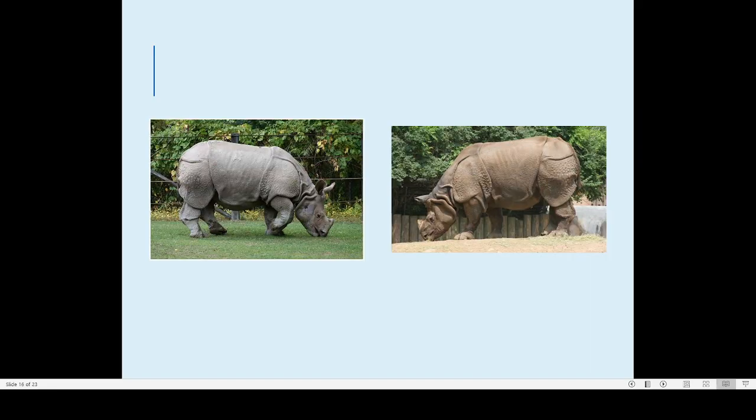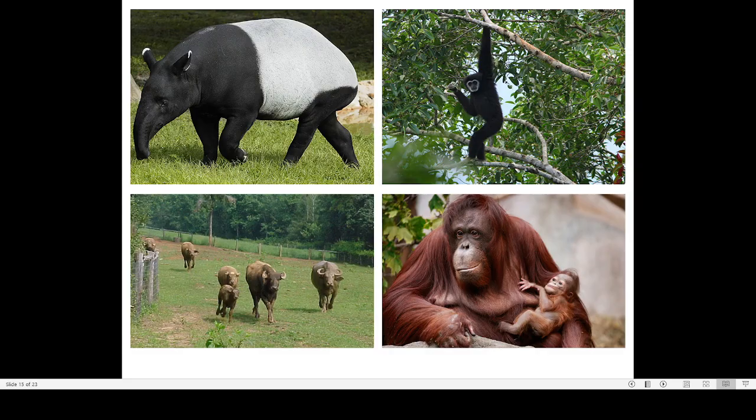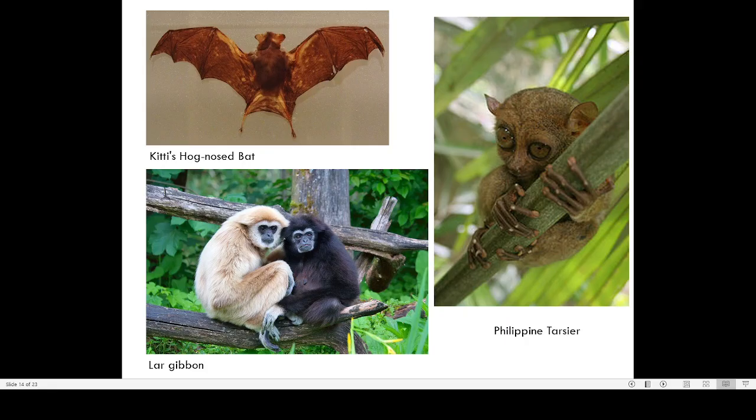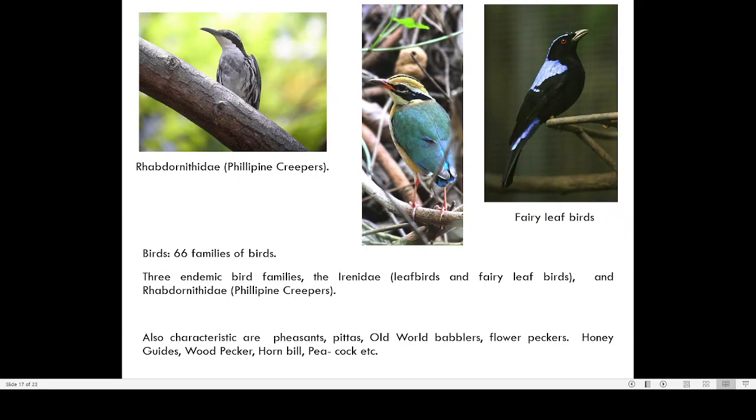Then this is the rhinoceros. Indian rhinoceros, Javan rhinoceros, so different types of rhinoceros are also present. So this is an idea regarding the different types of animals, especially the mammals, which are present in the Oriental region. Then we have to see the next one.